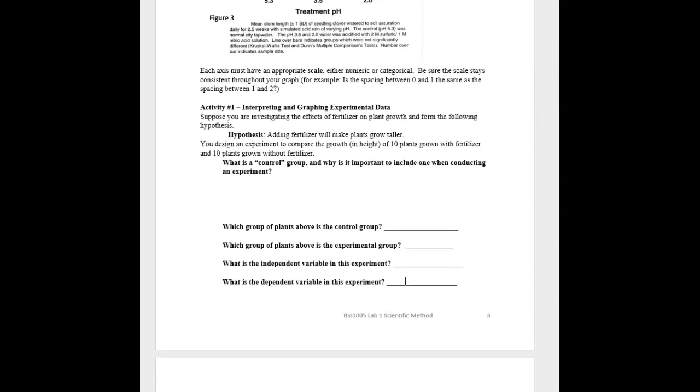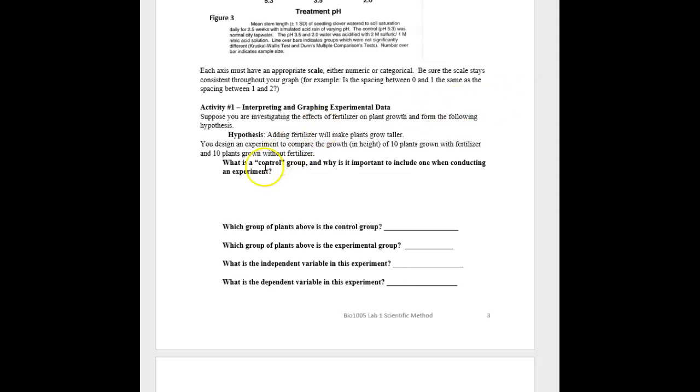Now if we look at activity 1, that's what I want to go through in this video. We're going to pretend that we have done this experiment where the question we're asking is, will adding fertilizer to plants make them grow taller? So I'm going to give you the data for this, and we're just going to make sure everybody knows what to do with data, how to average data, how to graph data. Okay, so our question is, if we add fertilizer to plants, will they grow taller?